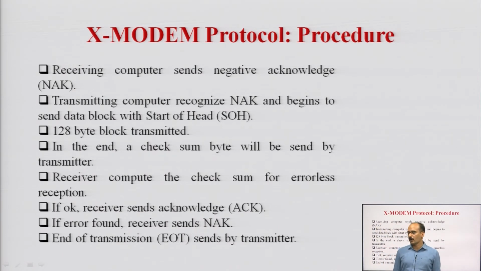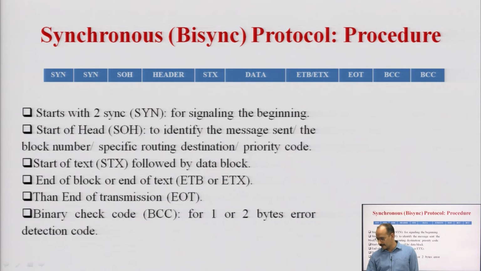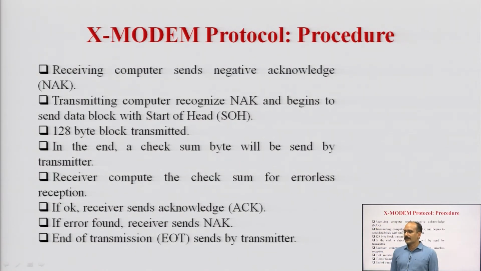Then the X-MODEM protocol procedure. In the X-MODEM protocol procedure, you can easily understand the point that the receiving computer sends a negative acknowledgement, meaning the computer which is receiving the data first of all sends the negative acknowledgement to the system, then the transmitting computer recognizes the negative acknowledgement and begins to send the data block with the start of header, SOH. Start of header is actually showing the starting of the frame.